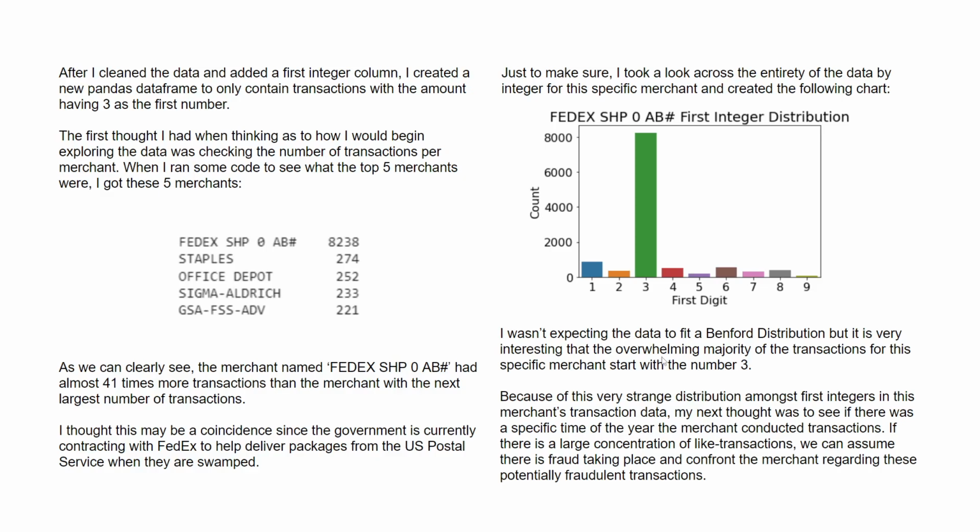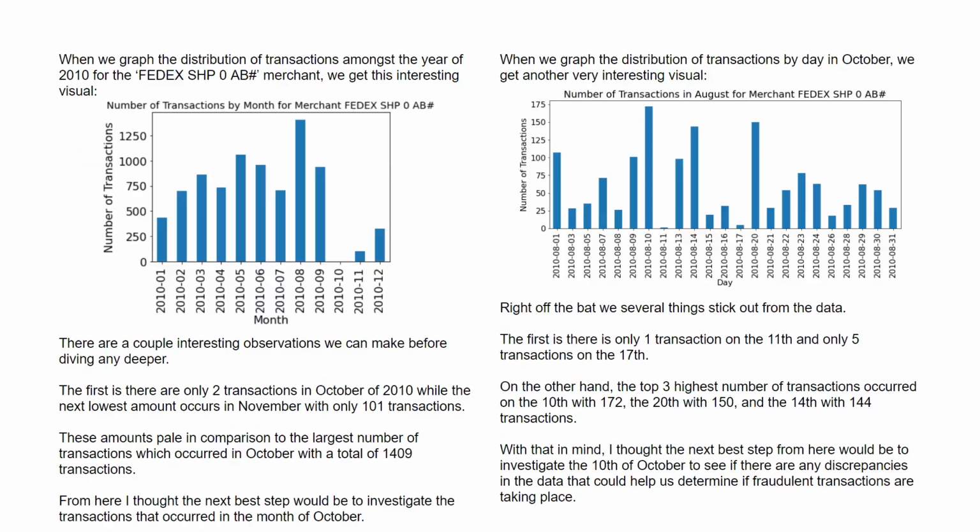Because of this super strange distribution among the first integers in this merchant's transaction data, my next thought was to see if there was a specific time of the year the merchant conducted transactions, because we could see, are they all lumped in a specific month? If there is a large concentration of transactions, we can also assume that there's fraud taking place and have more evidence against this merchant, or at least it can help lead us to figure out what is happening here. So let's move on. When we graph the distribution of transactions amongst the year of 2010 for the FedEx Ship 0AB merchant, we get this super interesting visual.